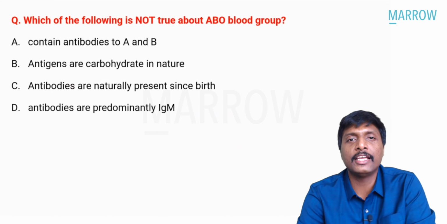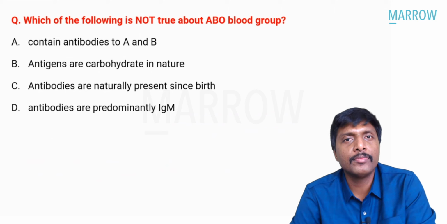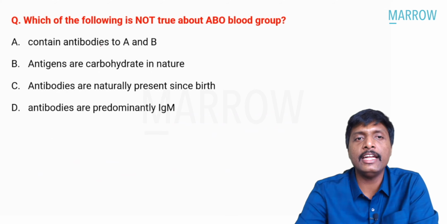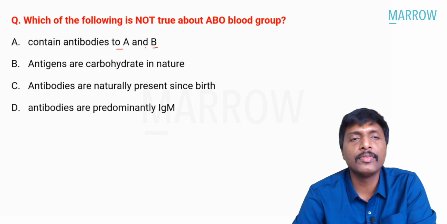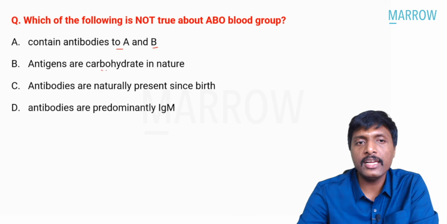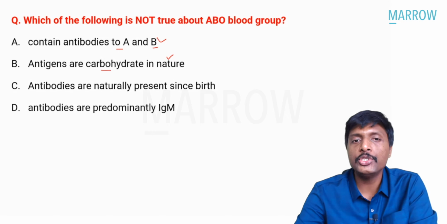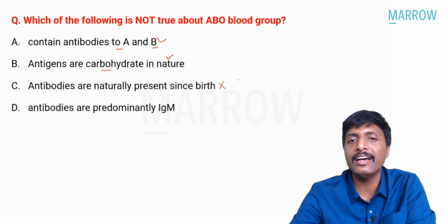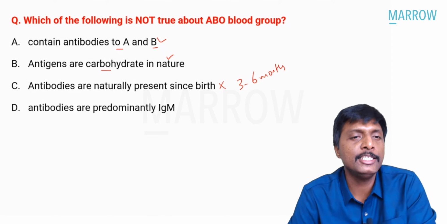Now, next question. Which of the following is not true about ABO blood groups? ABO blood group contain antibodies to A and B. We have anti-A, anti-B. These antigens are carbohydrate in nature. True. A is true, B is true. These antibodies are naturally present since birth. No. It will take a minimum of 3 to 6 months for them to develop. It is not naturally present since birth.